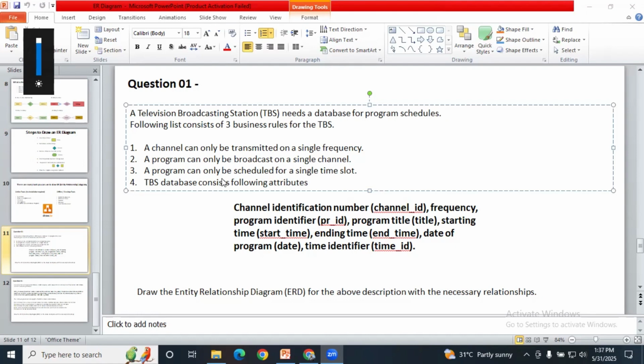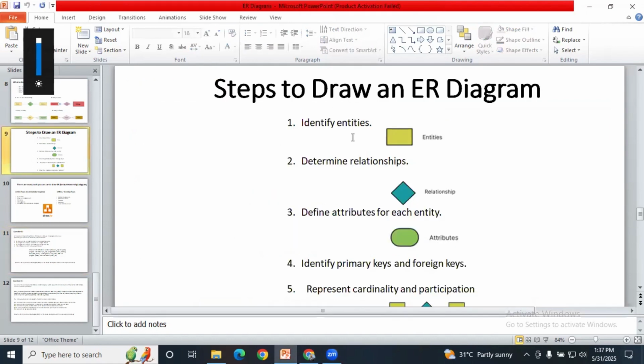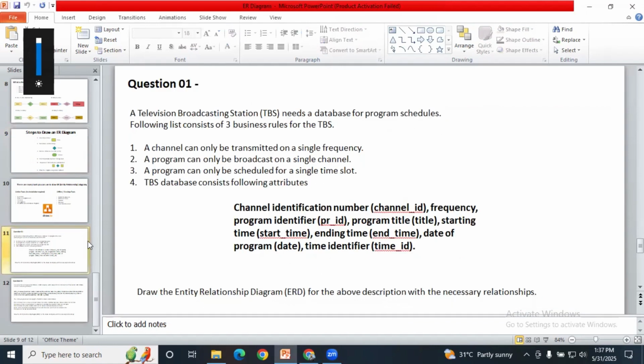In this scenario, there are three main entities. The program can only be scheduled for a single time slot. So we can get time slot as an entity. So there are three main entities in this scenario. The first one is channel, the second one is program, the third one is time slot. Okay. So after that, you want to determine the relationship. So how can we determine the relationship?